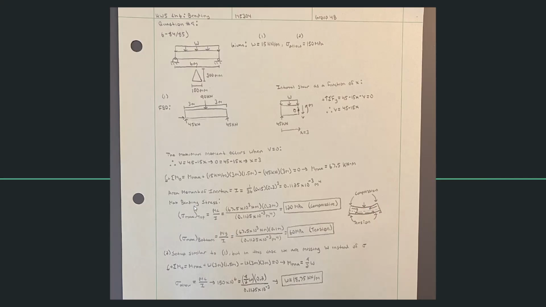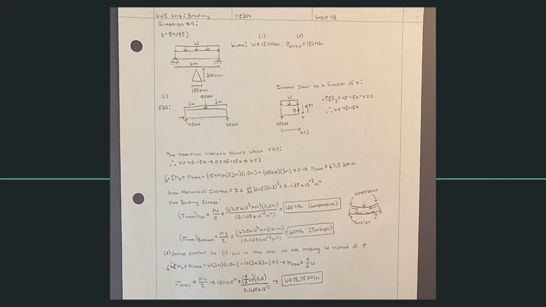The maximum bending stress on the bottom of the beam would be the same thing as we did for the top, except we're going to use the distance from the neutral axis to the bottom of the beam. And taking that, you'll get 60 megapascals, and that would be in tension. Similar to number 1, which was finding that maximum bending stress.